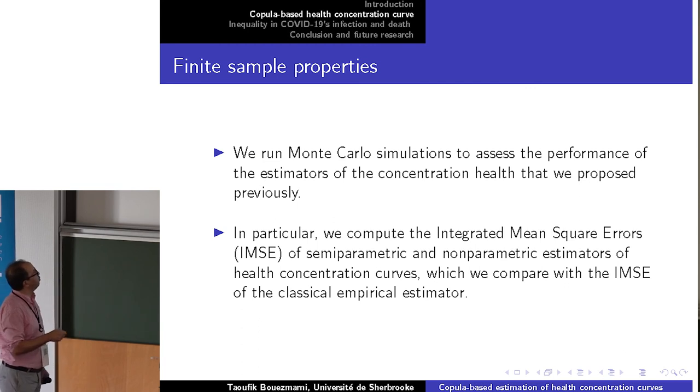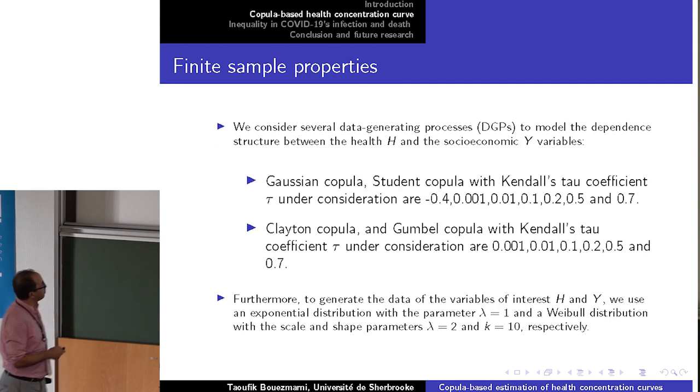So now I'm going to move to the Monte Carlo simulation. Given that I have a few minutes, what we do is compare the integrated mean square error for the semi-parametric and non-parametric estimators that we propose here with the empirical estimator that has been proposed in the literature. We do that for different types of dependence between the health variable and the socioeconomic variable. So we consider different copula functions like Gaussian, Student with different levels of dependence, and then Clayton, Gumbel, etc. And for the marginal distributions, we consider the exponential and Gaussian distributions.